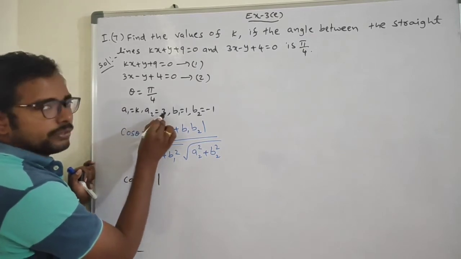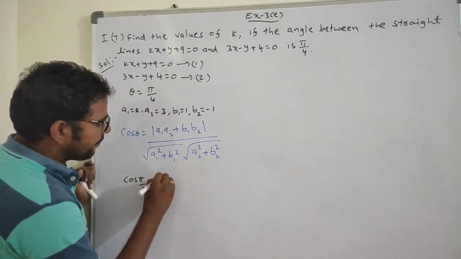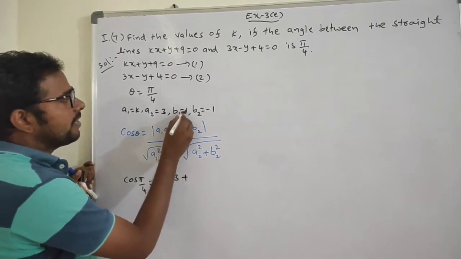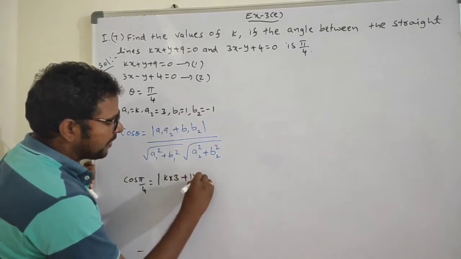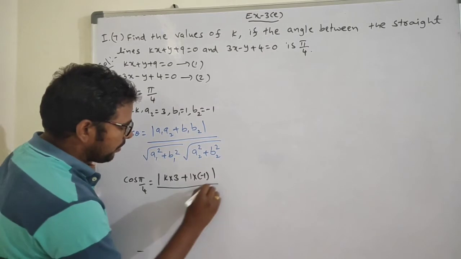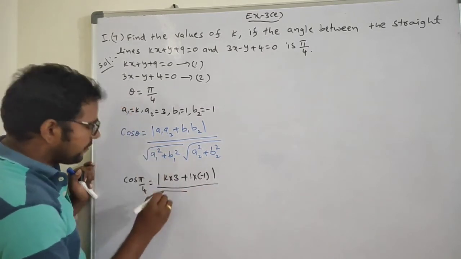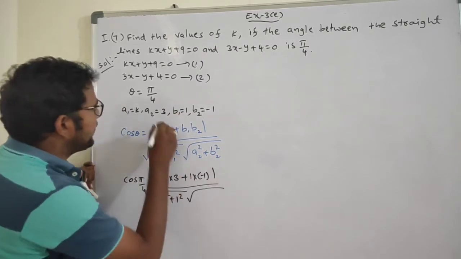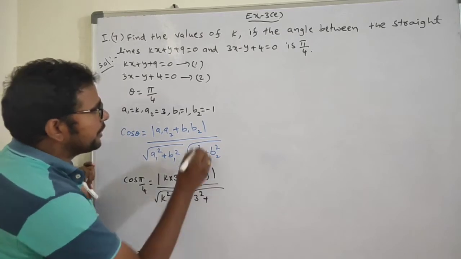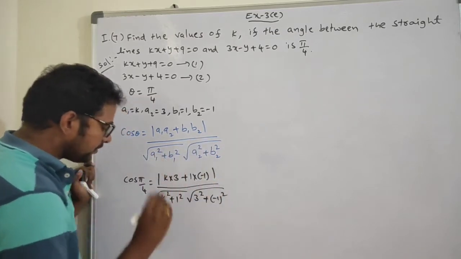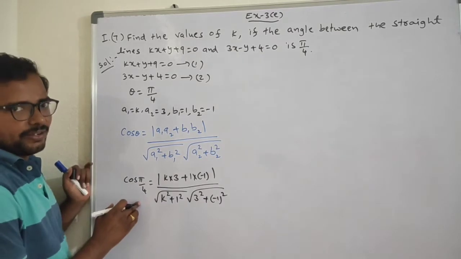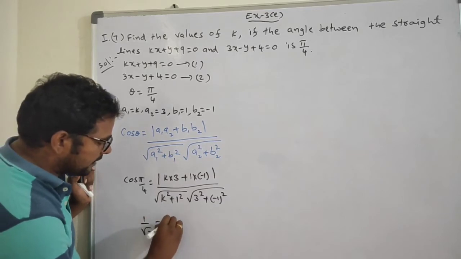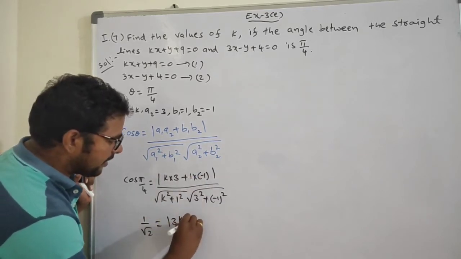A1 value k, A2 value 3. So k into 3, 3k into 3 plus B1 B2. B1 value 1, B2 value minus 1. 1 into minus 1 by under root of A1 square k square plus B1 square 1 square into A2 square 3 square plus B2 square minus 1 square is equals to cos 45 degrees value 1 by root 2. 1 by root 2 is equals to modulus 3k minus 1.